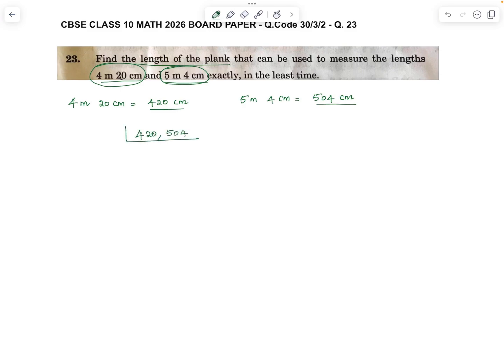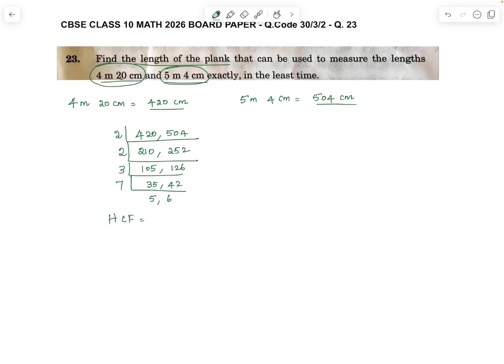Let's divide both the numbers by 2. We get 210, 252. Again, these two numbers are divisible by 2. On dividing, we get 105, 126. Dividing these two by 3, we get 35 and 42. 35 and 42 are divisible by 7. We get 5 and 6. After this, we don't have a common factor which divides both 5 and 6, so we stop this process.